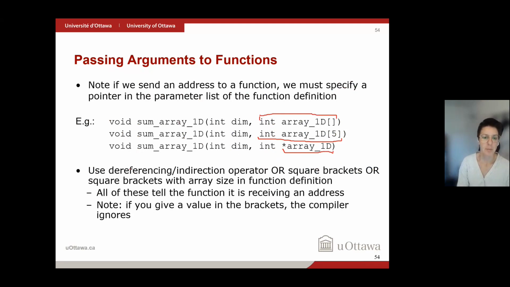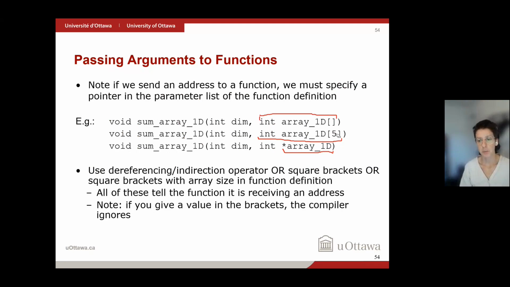Okay. So note that if this were just a pointer to an integer or double, we would not use these brackets, and we would instead just use that star operator. Okay, but right now we're talking about arrays specifically. So all of these tell the function it's receiving an address. If you give a value in brackets for a 1D array coming to your function, the computer ignores it.